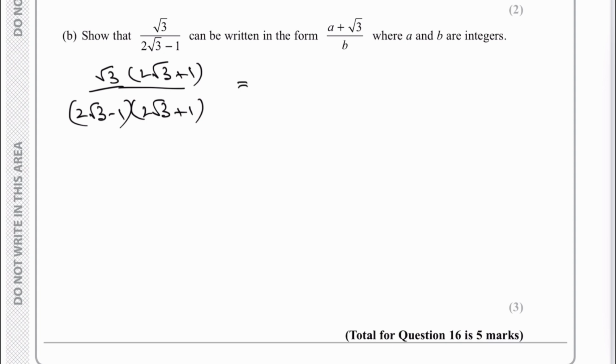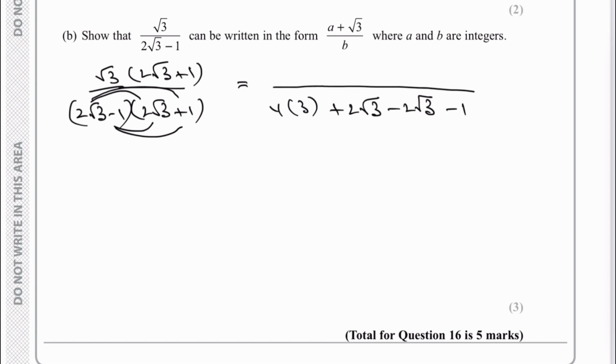I'm going to work out the denominator first. So 2 root 3 times 2 root 3 is going to be 2 times root 9, which is exactly the same as saying, I beg your pardon, it's going to be 4 times root 9, so therefore it's going to be 4 times 3. Then I need to deal with this second one. That's going to give me plus 2 root 3, and then I've got minus 2 root 3, and finally I've got minus 1 times plus 1, which is going to be minus 1. So that deals with the bottom for the moment.